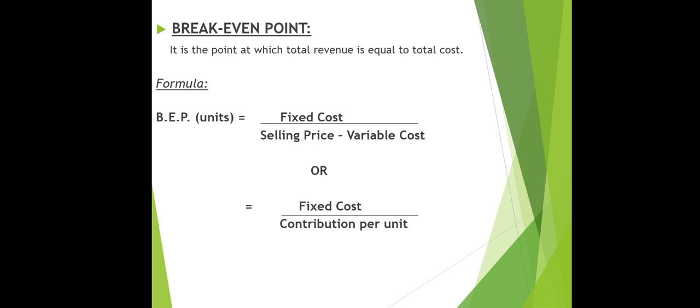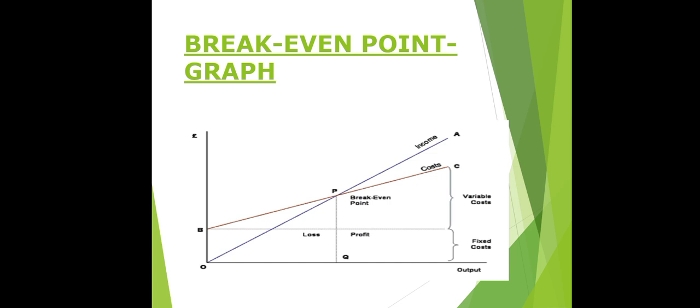The third terminology is break-even point. Break-even point is the point at which total revenue is equal to total cost. Then see, in this picture you can see OA is an income line and BC is a cost line. At the level of Q output, the income line and the cost line intersect at the point P. So the point P shows that at the level of Q output, the income from the output Q and the cost for the output Q are equal. So P is the break-even point.